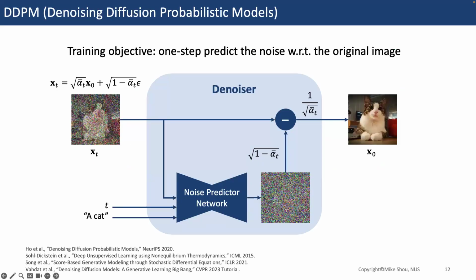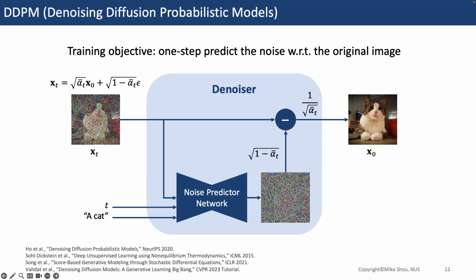To understand the denoising process more precisely, let's take a look at this diagram. During the training process, we start with a noisy image denoted as XT, which is a combination of the original image X0 and the sampled noise. Our goal is to fully recover the original image. The critical task for the noise predictor network here, which is the denoiser, is to accurately predict the noise present in XT. Once the noise is predicted, we subtract it from the XT as indicated by the subtraction equation. And this subtraction helps us to retrieve the original image X0.